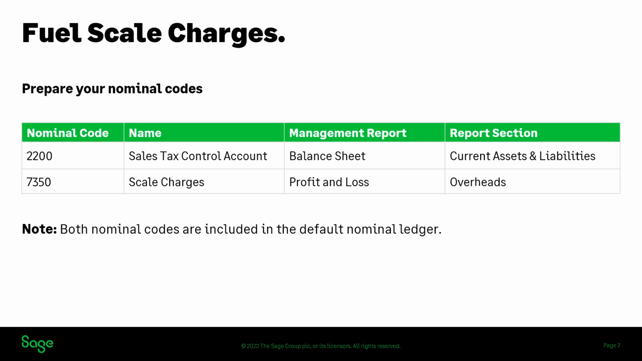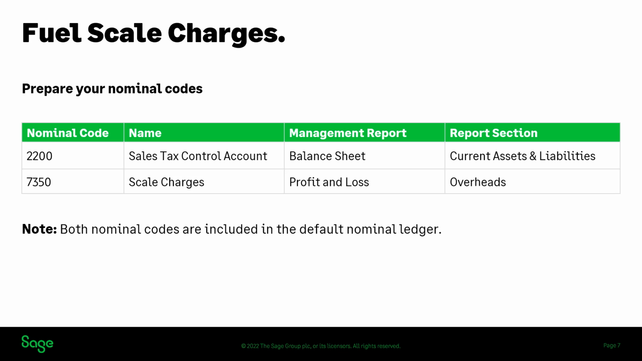Now, you don't necessarily need to use the scale charges one that I've got. So if you've created your own nominal codes, again, you will need to have an appropriate nominal code set up, but it doesn't necessarily have to be 7350. So both are included in your default nominal ledger.